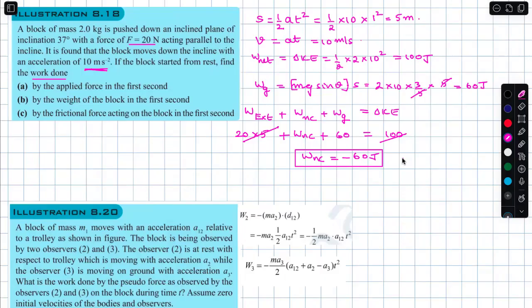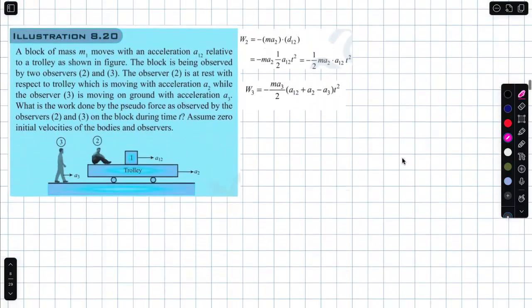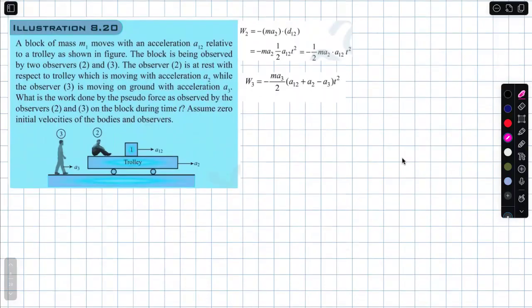Right, minus 60 joules. That's it. Any doubts? Next.